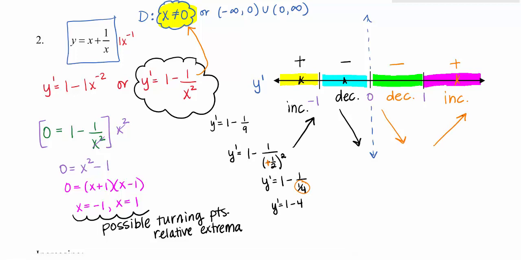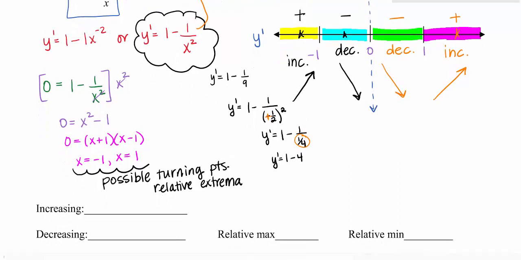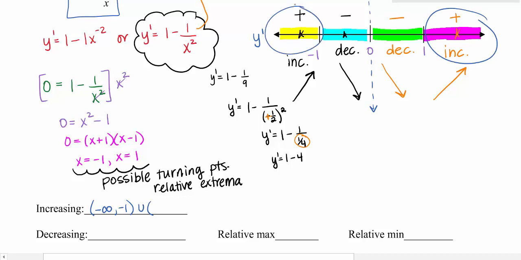Okay, so this is what my number line will look like, and I can certainly write out the intervals of increase and decrease based on that number line. So I increase from -∞ to -1, and I'll union that with over here. So I just circled my increase intervals, 1 to infinity. And I decrease, now I am decreasing this whole time in between here from -1 to 1.